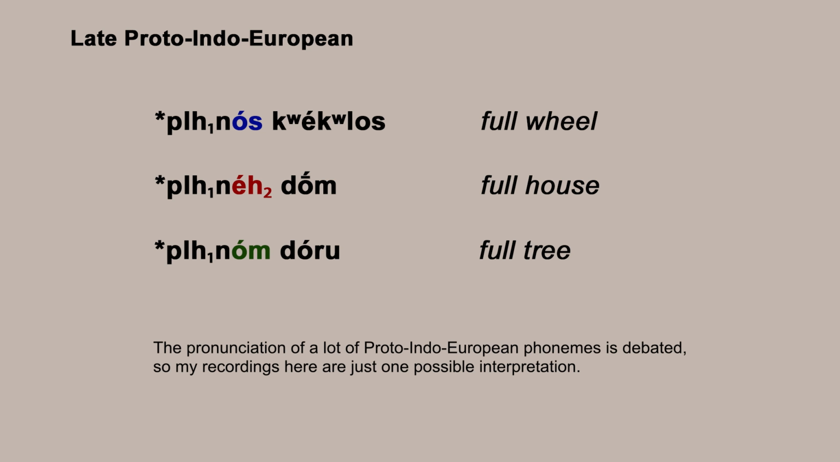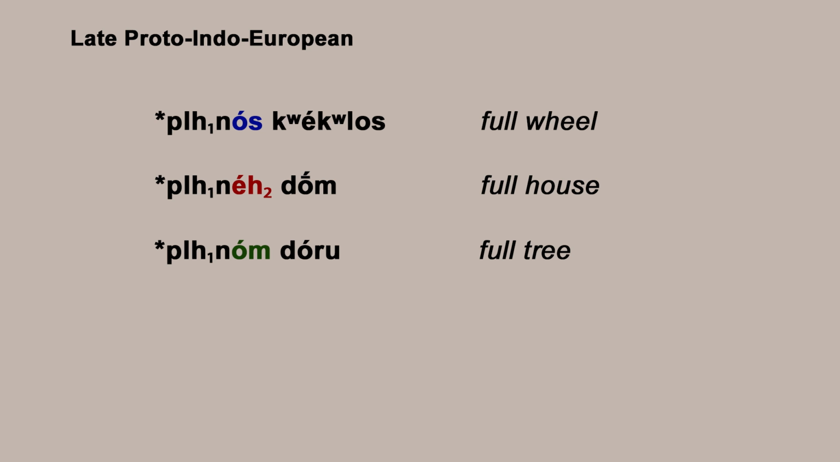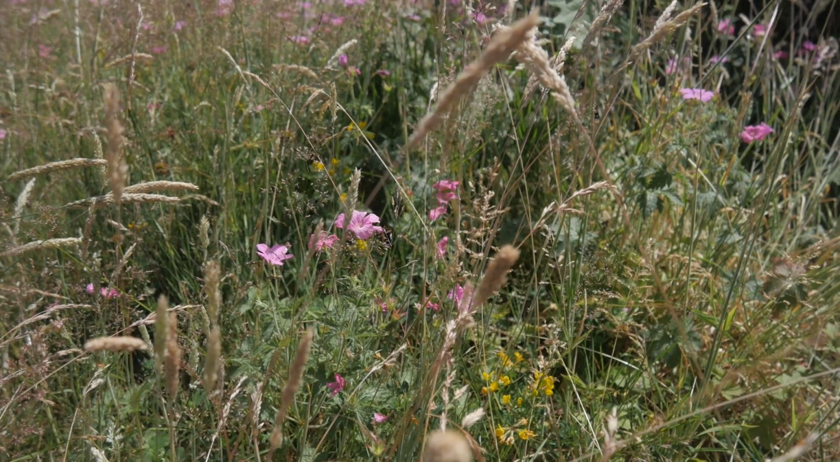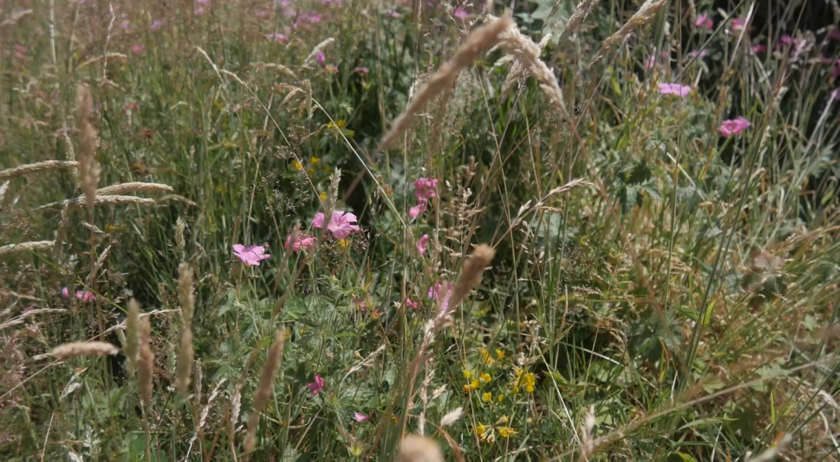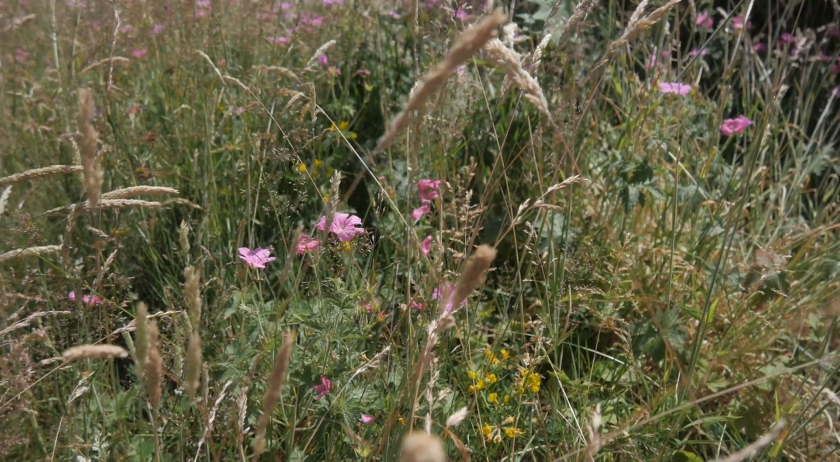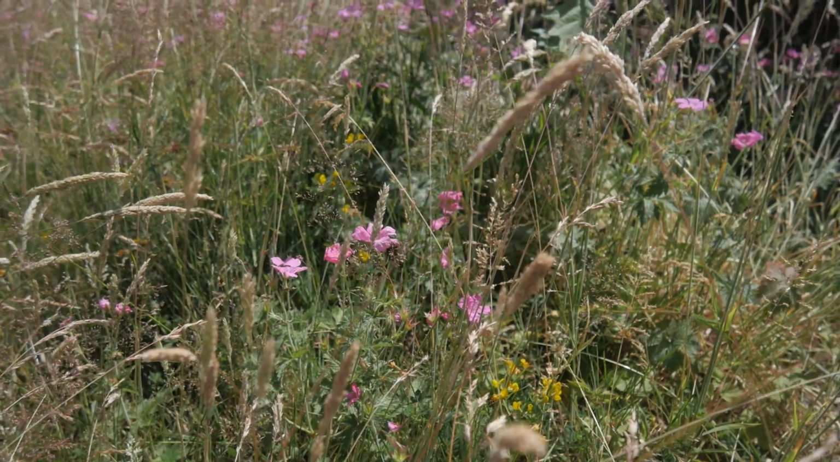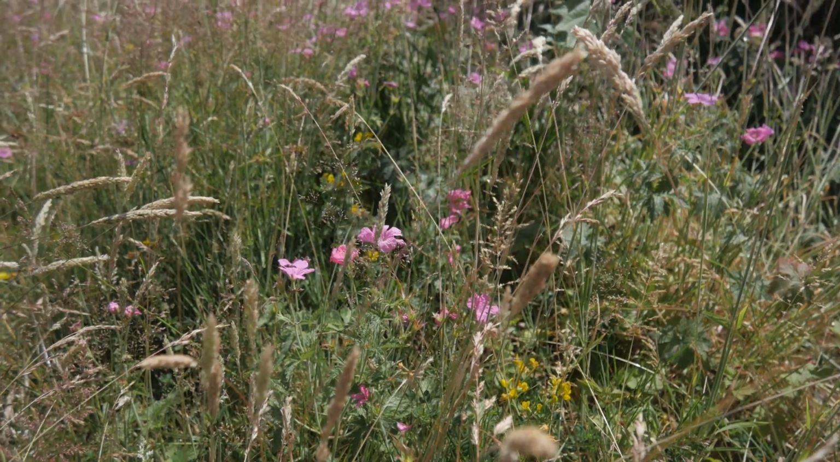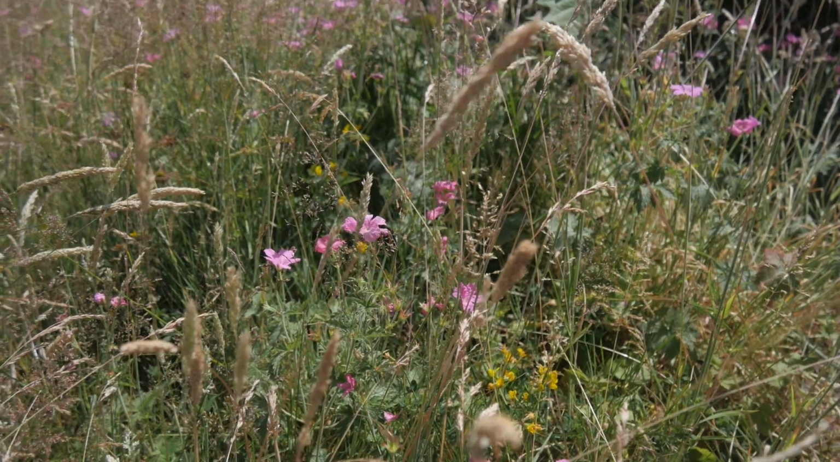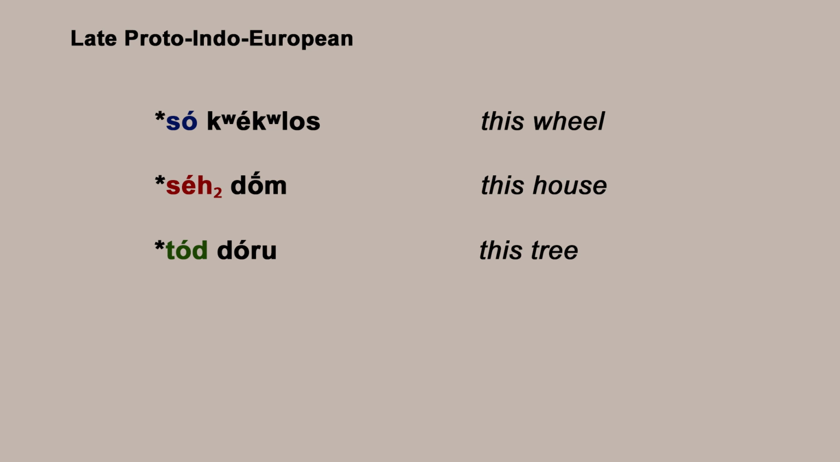Pult nos queculos, pult nach dom, pult nom doru. So here these three adjective endings, os, ach and "om" are used, and these change depending on case and number, just like in German. Proto-Indo-European didn't have articles like "the", but it did have demonstratives like "this" and "that" in English, and the gender of a noun also affected the form of the demonstrative that it took. So, so queklos, sach dom, do doru.